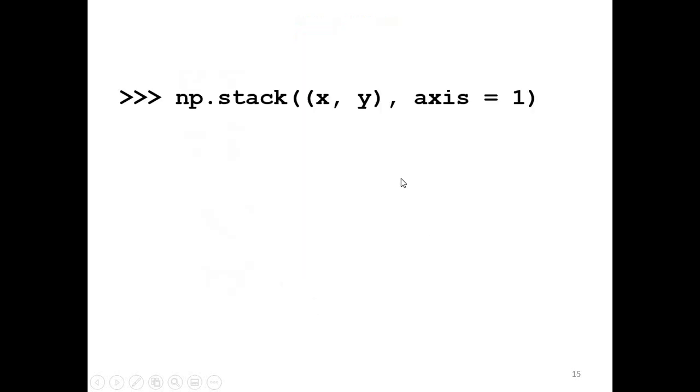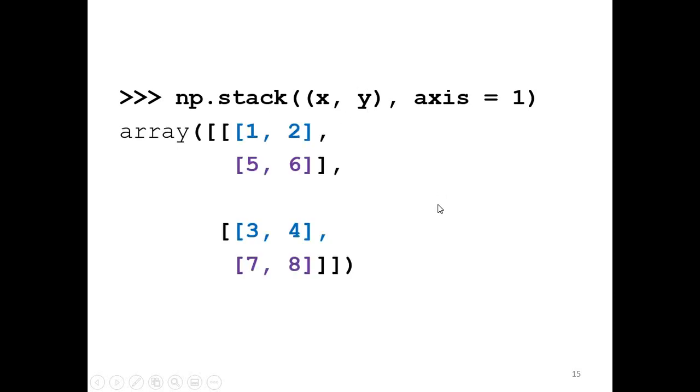Now you can mention axis is equal to 1 or axis is equal to 0. If you mention axis is equal to 0, it would give you the same result that you already got. Now if you write np.stack x comma y as a tuple and axis is equal to 1, you will get something.